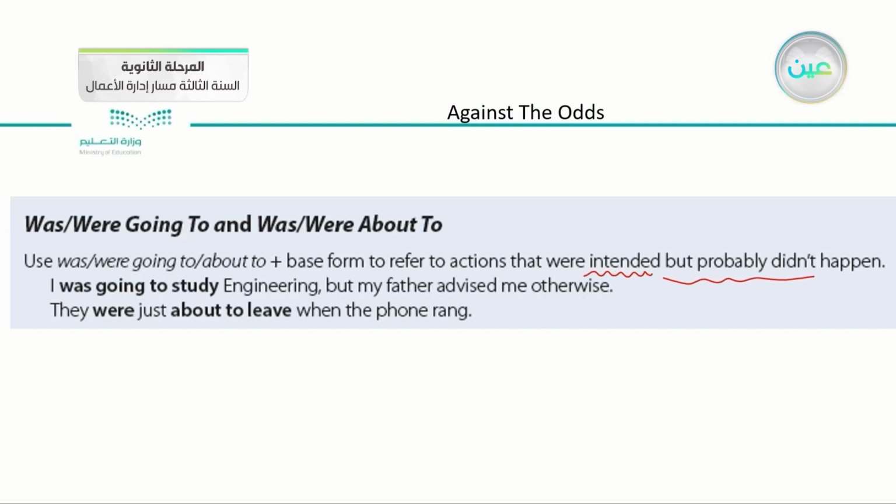I was going to study engineering, but my father advised me otherwise. So my intention was studying engineering. Did he study engineering? No, he didn't, because his father advised him otherwise. So he was about to study engineering. The other example is, they were just about to leave when the phone rang. They didn't leave. They almost left, but the phone rang.